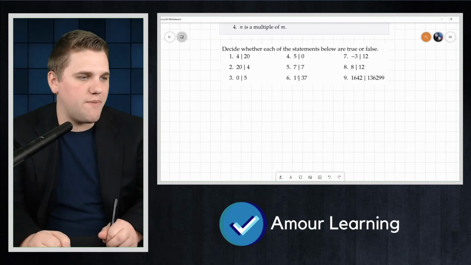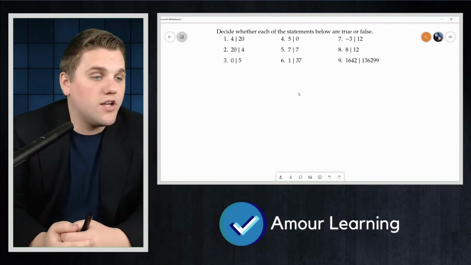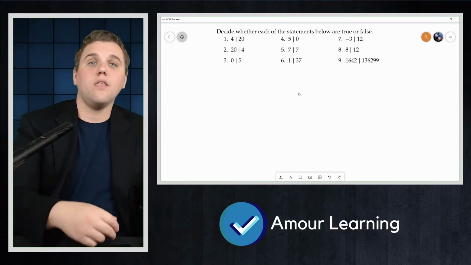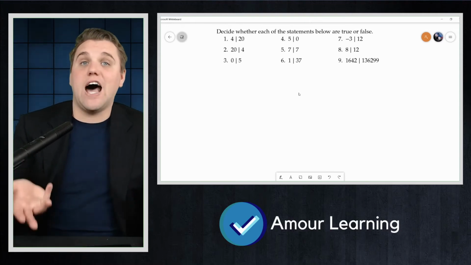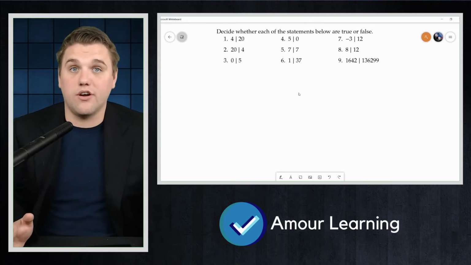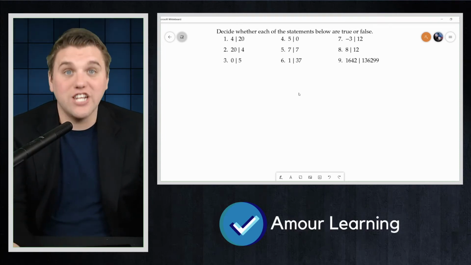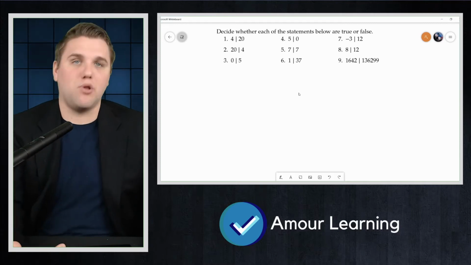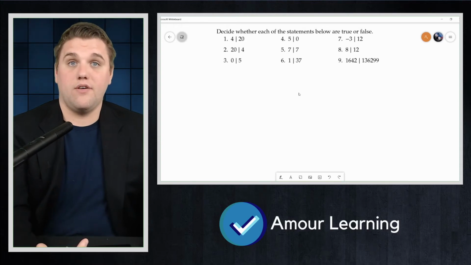Let's do an example together to wrap this all up. Decide whether each of the statements below are true or false. 4 divides 20, 20 divides 4, 0 divides 5, and so on. Let's start with number 1. This is true. 4 goes into 20 5 times without remainder. In other words, 20 divided by 4 is 5, which is an integer. We could also justify this by saying that 20 is a multiple of 4 because 20 is 4 times 5.